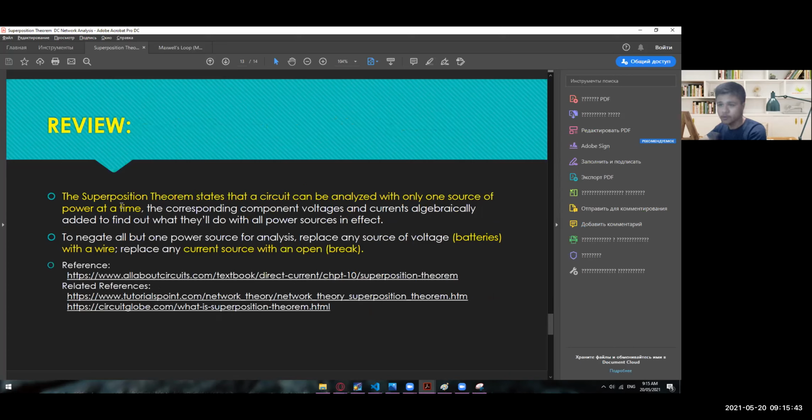Just a review again, the superposition theorem states that a circuit can be analyzed with only one source of power at a time. The corresponding component voltages and currents are algebraically added to find out what they'll do with all power sources in effect. To negate all but one power source for analysis, for the voltage sources, replace any sources of voltage or batteries with a wire, or just short it. And for the current source, replace any current source with an open break, or just break it.